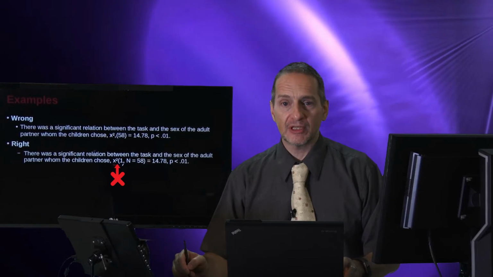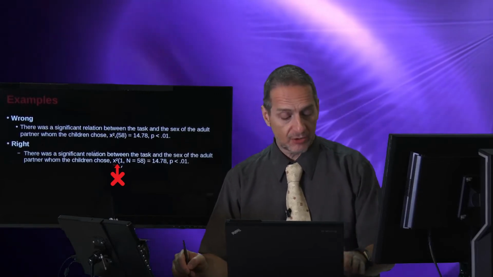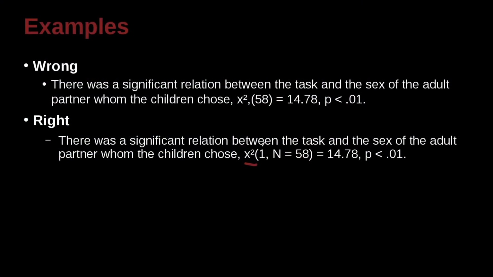So the degrees of freedom are going to be included inside the parentheses, and then the chi-squared result over here with the p, and that all looks good. It's this part here where we have the problem, the notation.